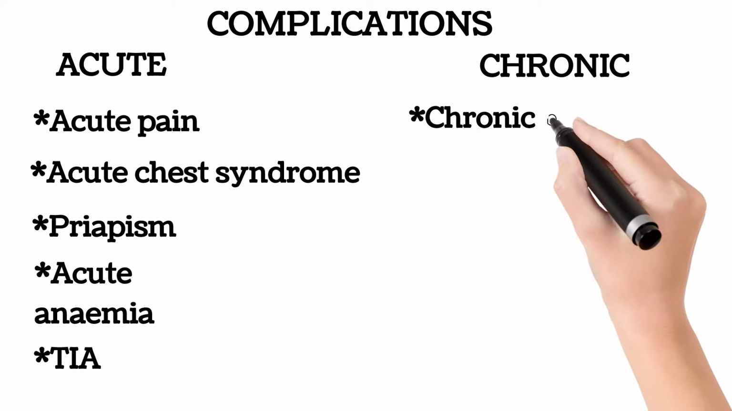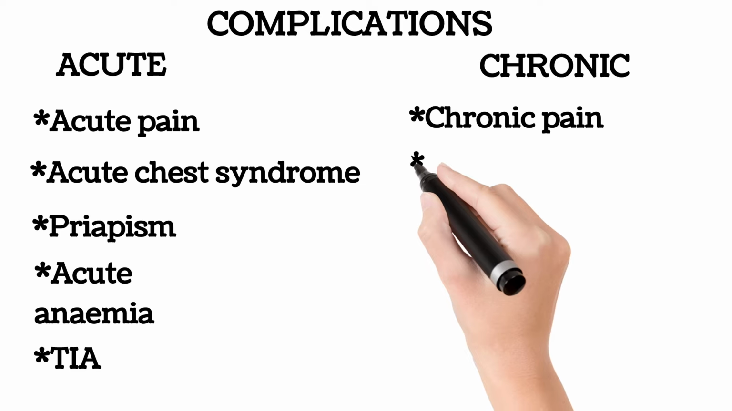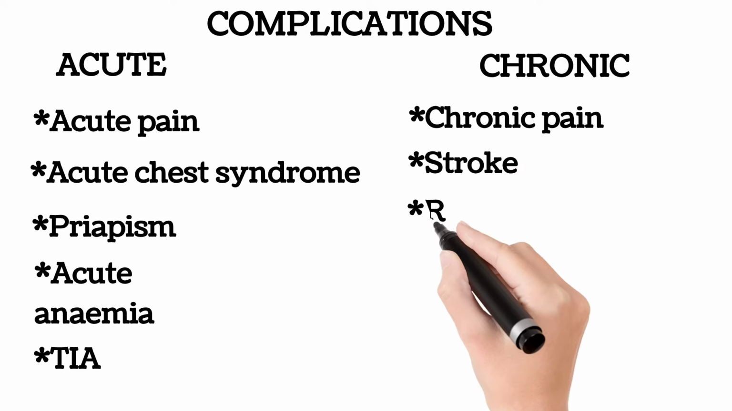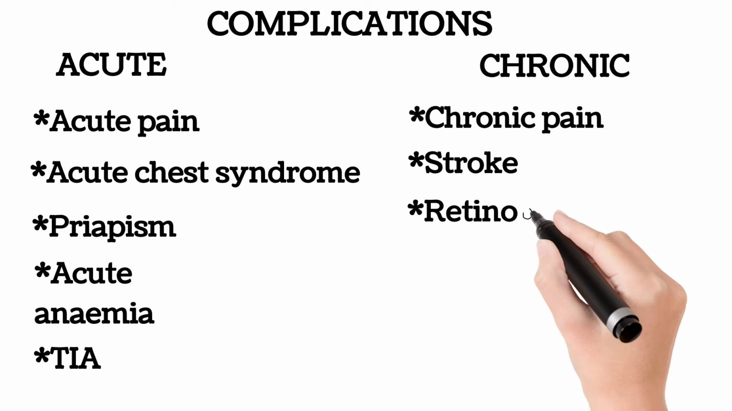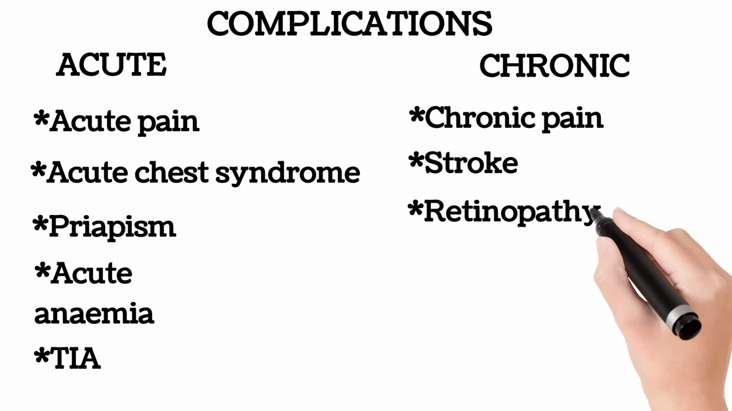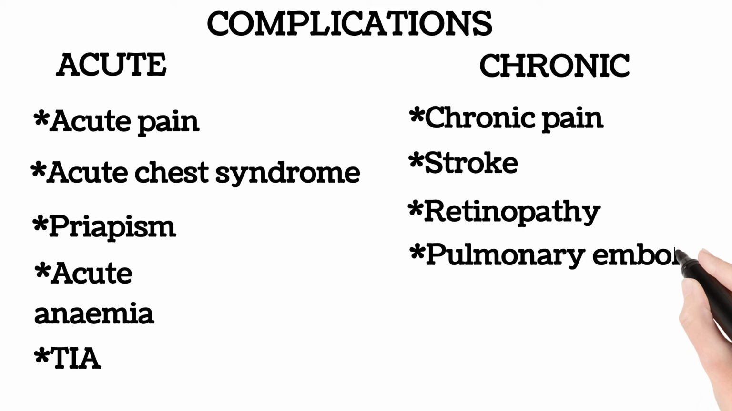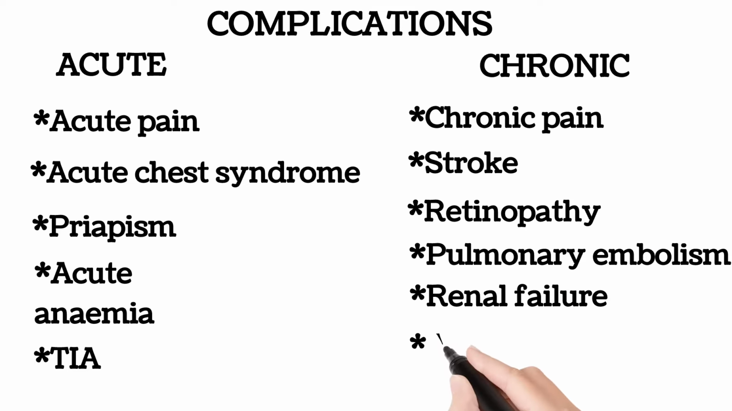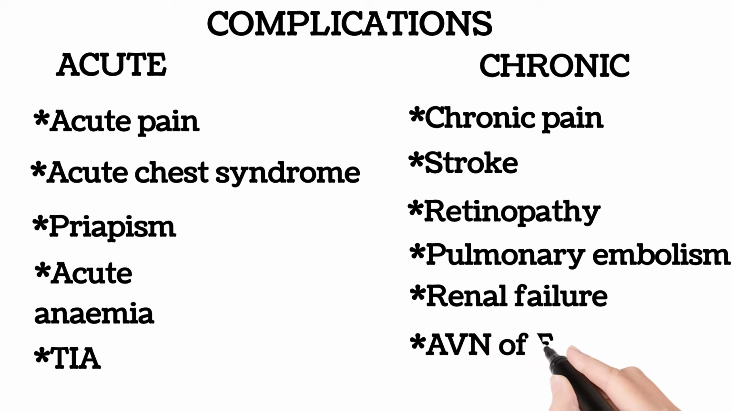For chronic complications, they can have chronic pain, stroke, that's cerebrovascular accidents, retinopathy, pulmonary embolism, renal failure, and avascular necrosis of the femoral head, as well as chronic leg ulcer.